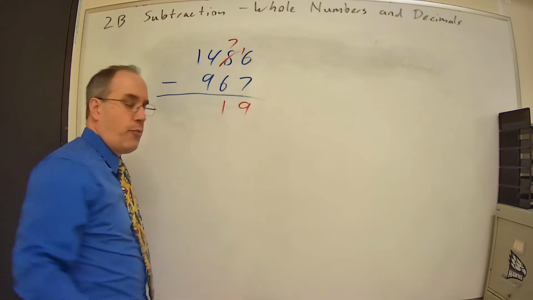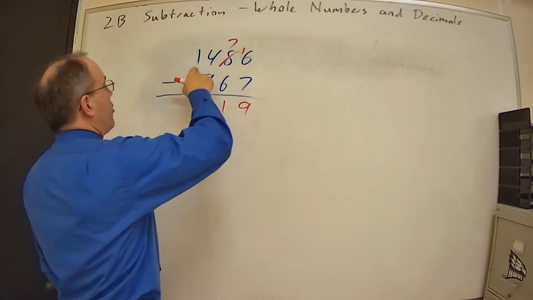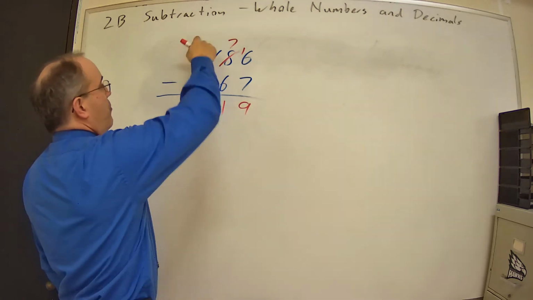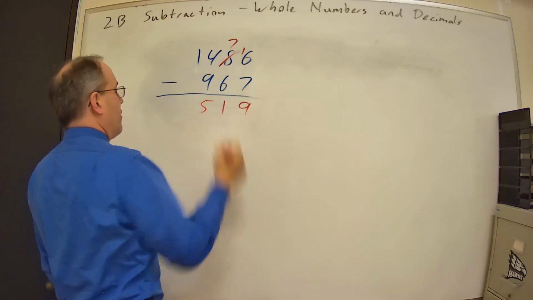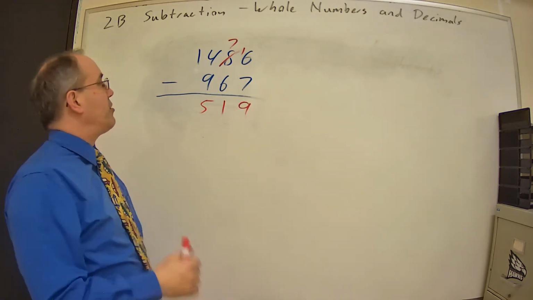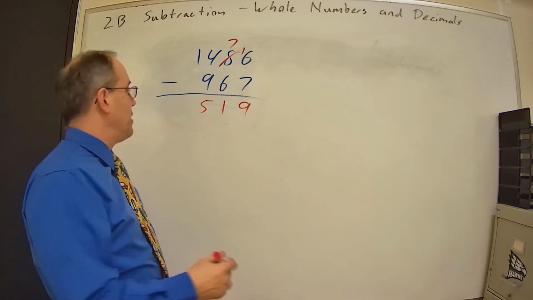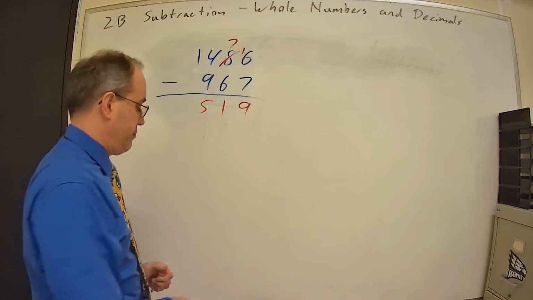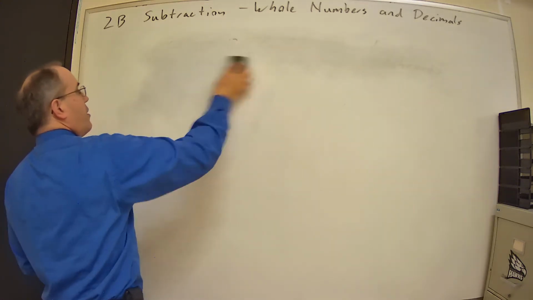4 minus 9, well I can't take 9 from 4, so I'm going to borrow from here. Well, that 1, that would make it a 0, so I can just leave it here. 14 minus 9 is 5. So I have 519. 1,486 minus 967 is 519. Let's do another one. Practice.